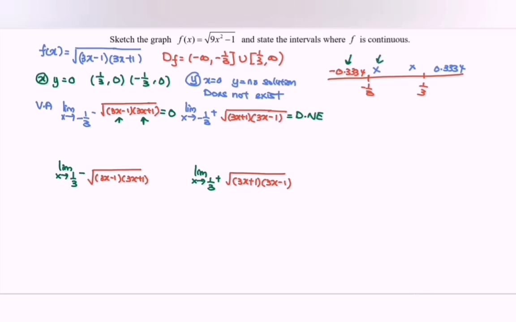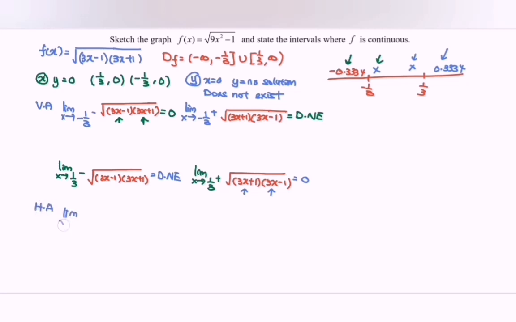Continue. If we substitute in this part, for sure we will have does not exist. Again, for this part, if we substitute, we will have the value approaching 0. The same goes for this part. So the limit when x approaches 1/3 from the right, we will have the value of y approaching 0.